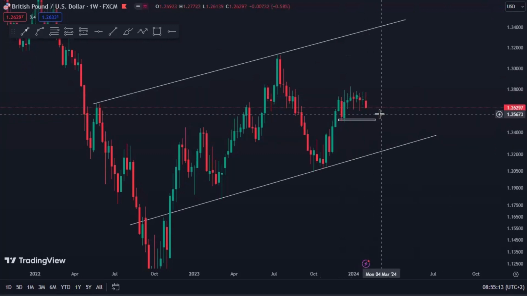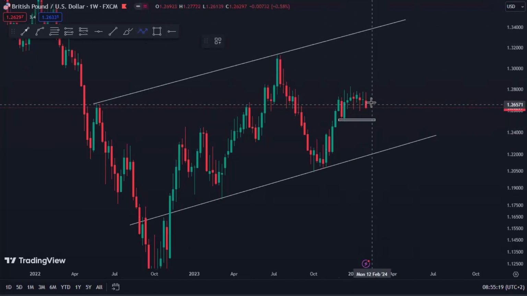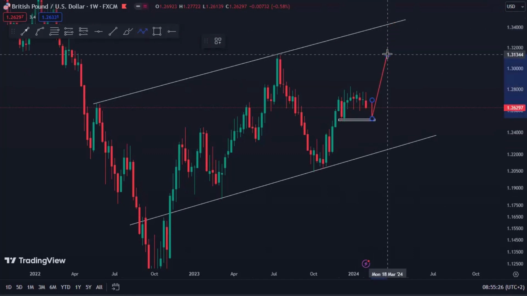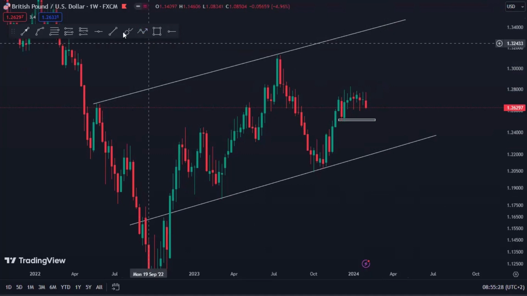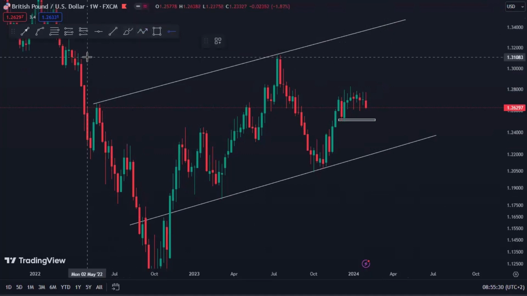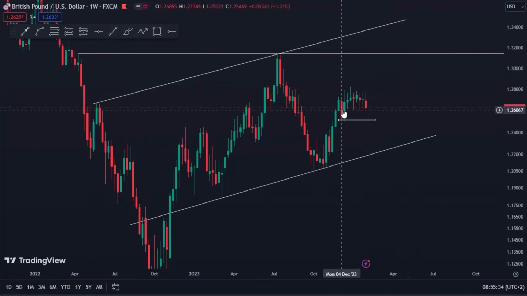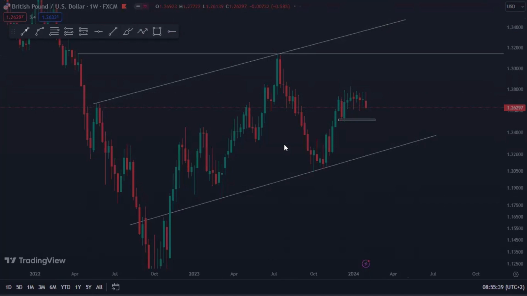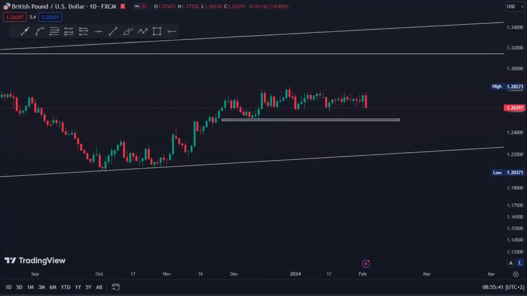So as you can see here, the market closed with the bullish candlestick. So we have a possibility that the market is gonna push to this zone, then push up. Right. So let's also identify this area here. So let's go to the daily time frame. Let's see what's happening on daily. All right.